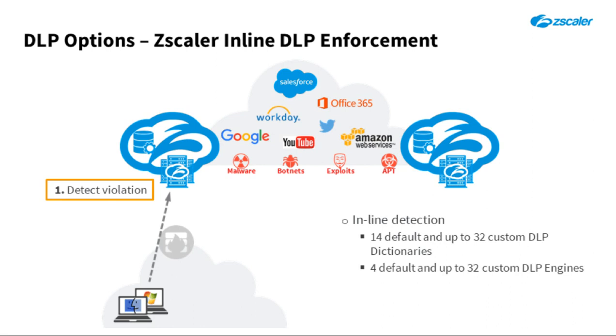You can use Zscaler's DLP engines alone to scan for key data signatures in real time as data exits the organization. You can create granular policy controls based on our 14 standard DLP dictionaries and 4 default engines, or easily create custom definitions that you can tailor for your industry and propagate through the Zscaler cloud in minutes.